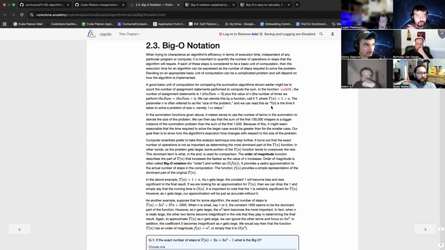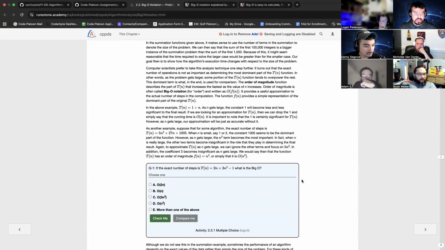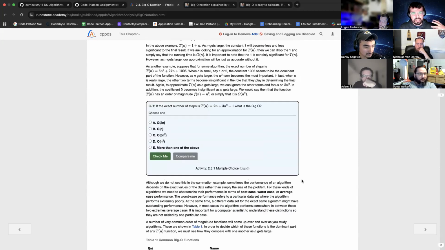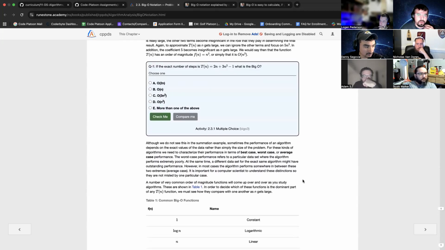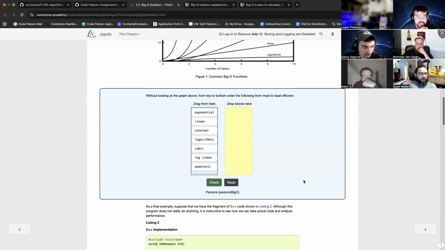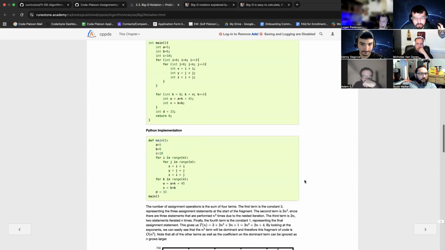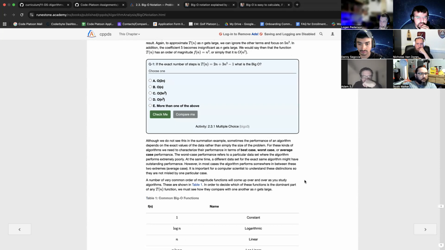I wanted to go over this a little bit together. It gives you a bunch of exercises to see if you can figure out what the big O notation is. I'm going to give you a tip, actually just one big tip that really helped me. So let's look at this.